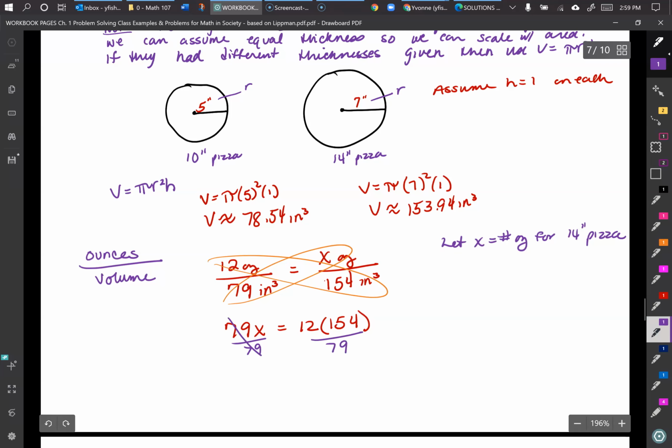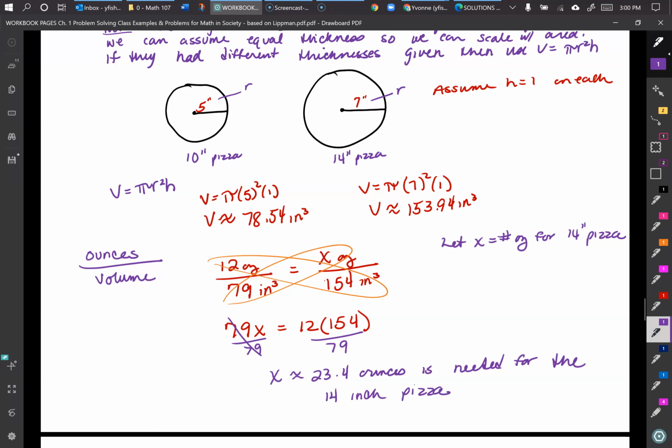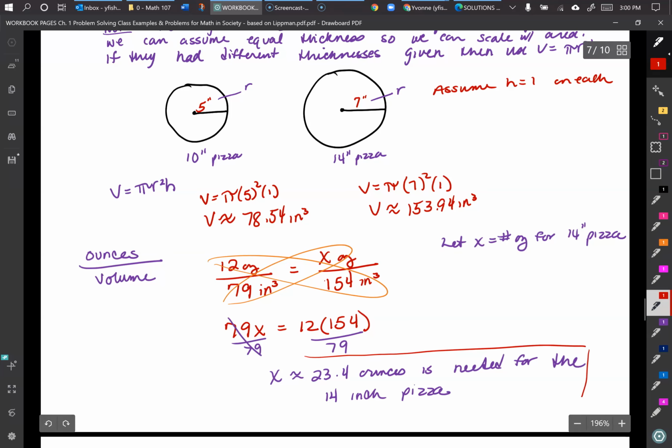Okay, so we're going to go ahead and just cross multiply and figure out that that comes out to be approximately 23.4 ounces is needed for the 14-inch pizza. Okay, so that's our answer for that one.